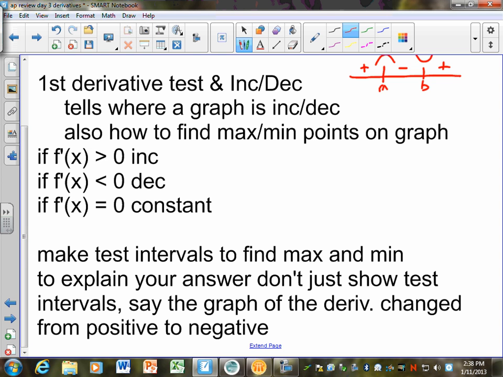But when you have to explain your answer or justify your answer, you cannot just use that as your work, right? We've talked about this before. You have to say that the graph of the derivative changed from positive to negative, or the function itself changed from increasing to decreasing at that specific value, or you're not going to get your point on that.